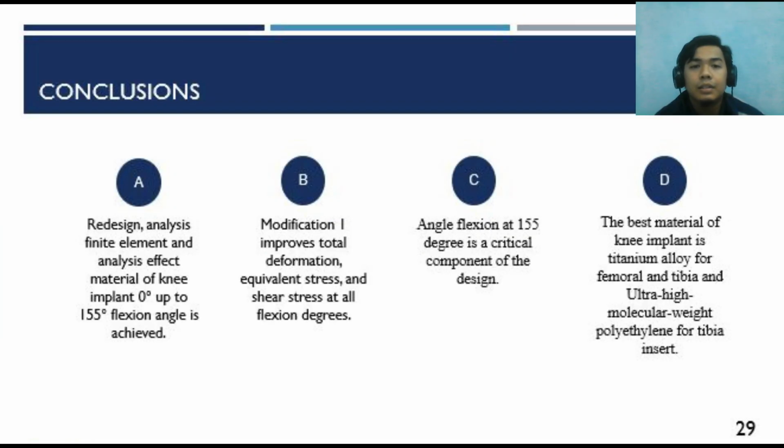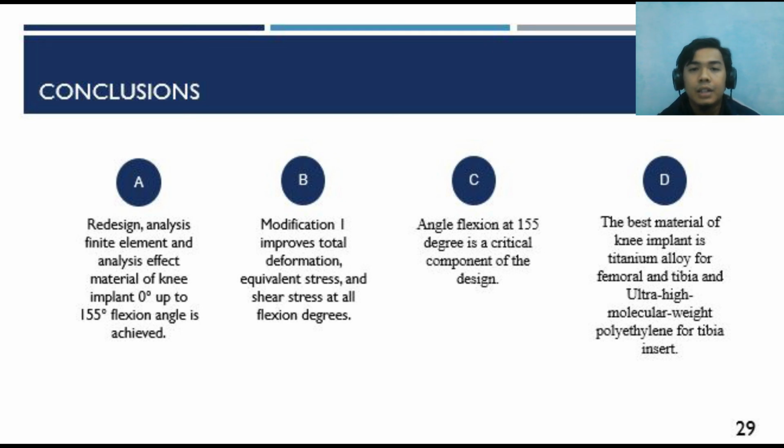In a nutshell, the objective of this project is to redesign the total knee replacement, TKR, of the knee flexion implant, which was done using CATIA software. Finite element analysis was done using ANSYS software. And finally, an analysis of the effect of the material on the performance of the component of knee flexion is clarified. The improvement of the knee implant in this final year project contains three alternative designs based on the previous design.